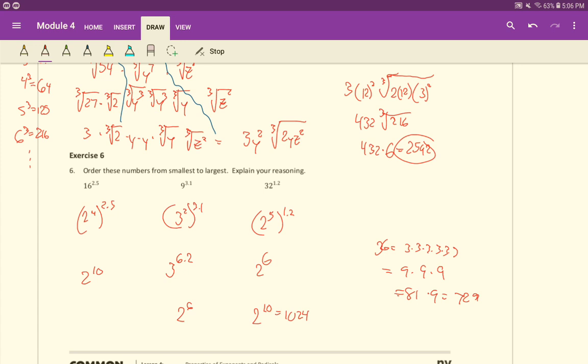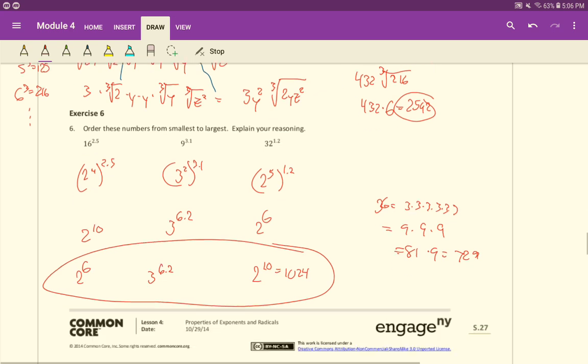Okay. And 6.2 is a little bit more than that. 2 to the 6th is 64. Okay, so 6.2 is going to be a little bit more than the 729, but I don't think it's going to be quite big enough to be the 1024, so I feel like the order will be this. 2 to the 6th, and then 3 to the 6.2, and then there's your order in least to greatest.